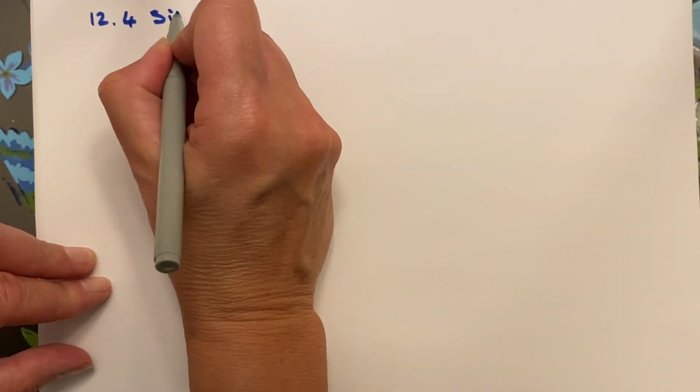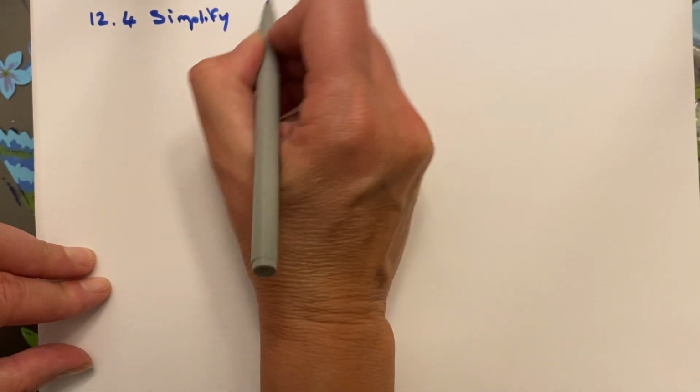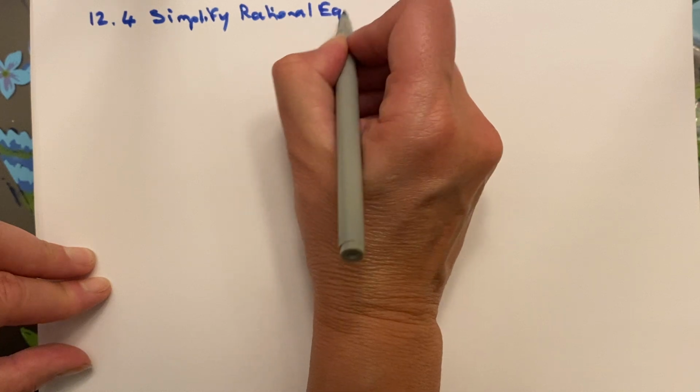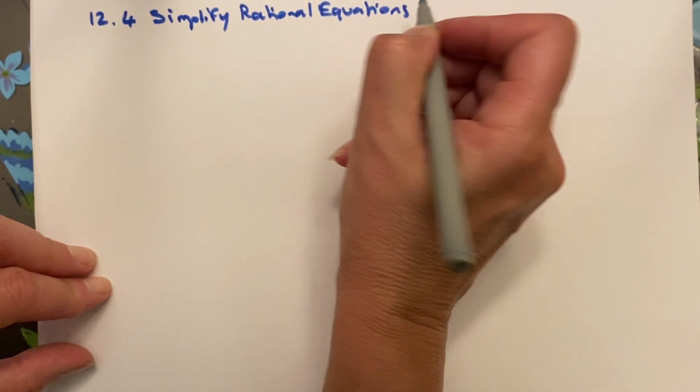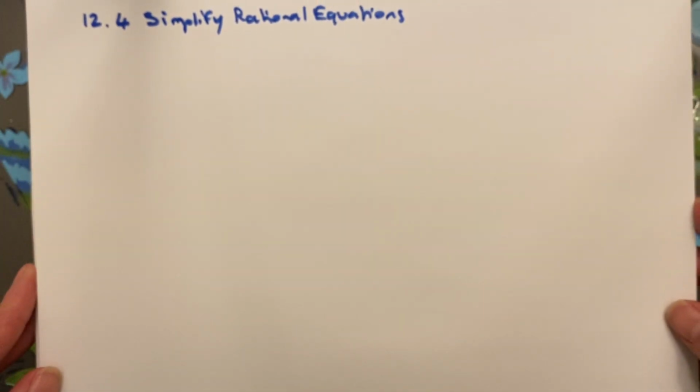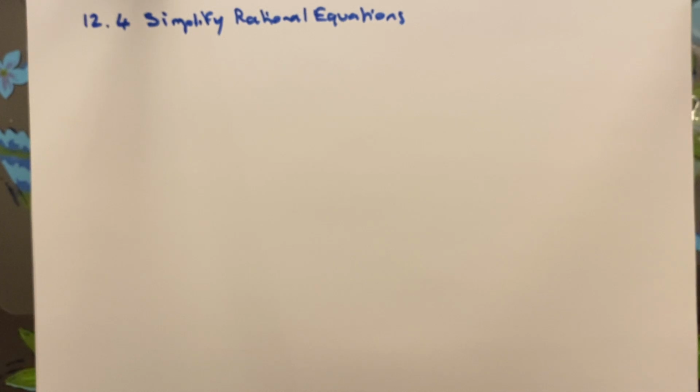12.4, simplify rational equations. I think this is probably the lesson that you guys did the best in the entire chapter. So I'm going to go through this pretty quickly and get to 12.5 and 12.6 that I need to spend a little more time on.